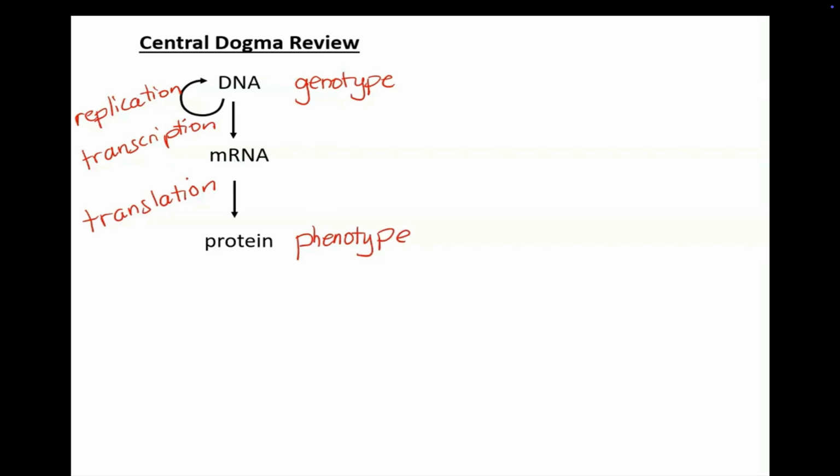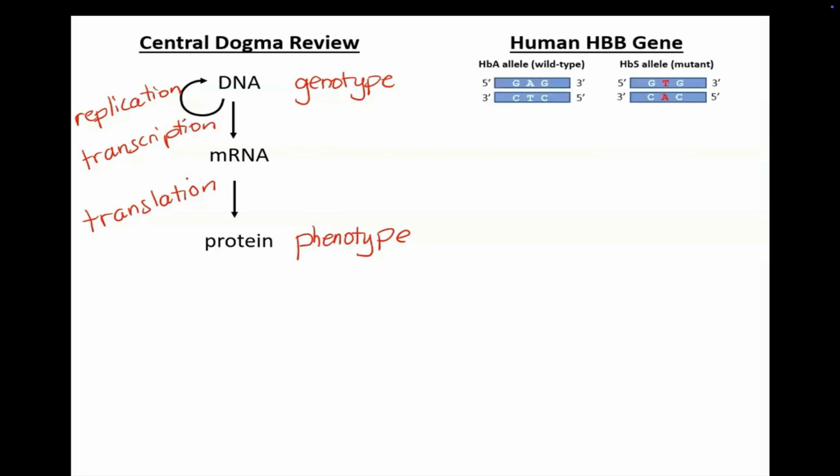In this lab, we will be investigating the central dogma by looking at the human HBB gene. The human HBB gene comes in two different varieties or alleles. The HBA is the wild type allele. At a particular sequence in the gene, we see GAG. Now remember that each gene is thousands of nucleotides long, so this is just in one small area. In some individuals, there's a change in the DNA sequence, a mutation, which reads GTG.